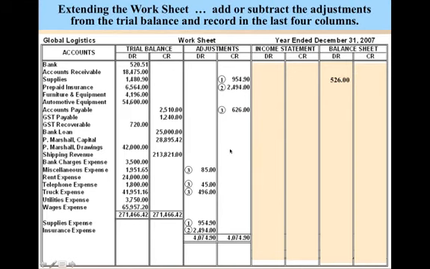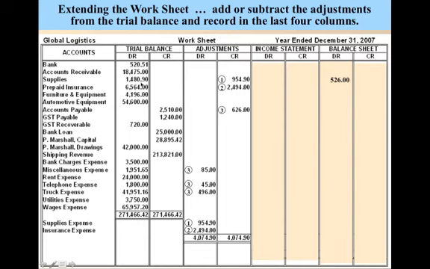Now we're going to extend these adjustments over. So where there were adjustments, you're going to take this amount and either add or subtract. If it's a debit and a debit, you add. If it's a credit and a credit, you add. But if they're different, if it's a debit and a credit, subtract.